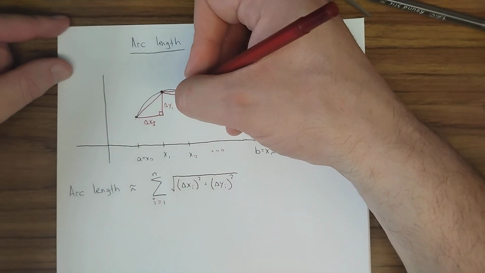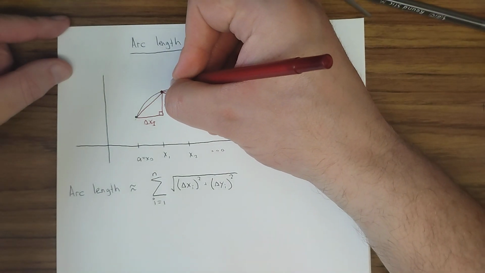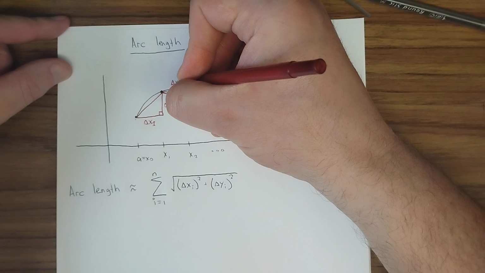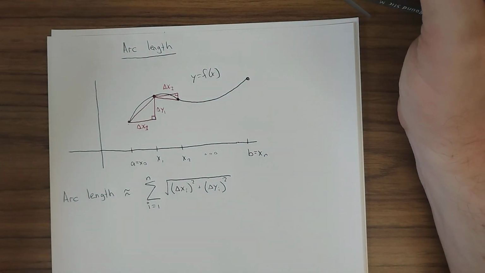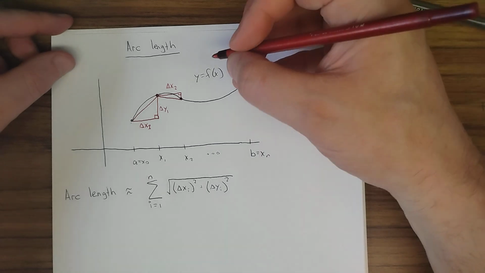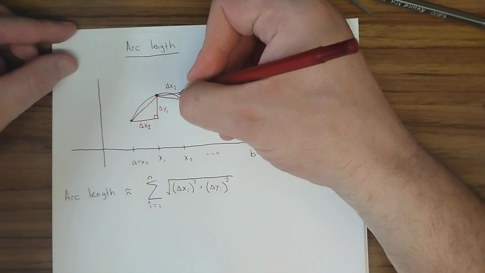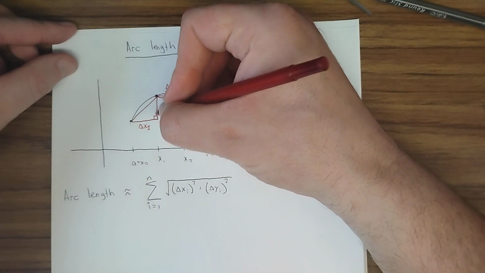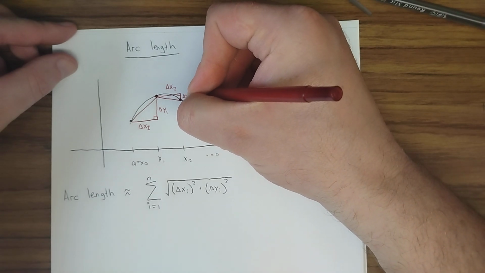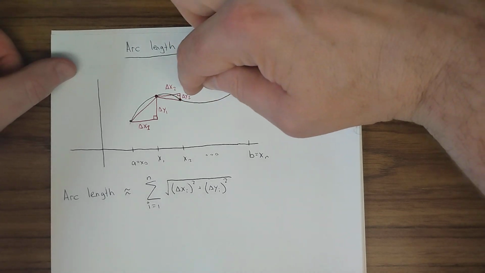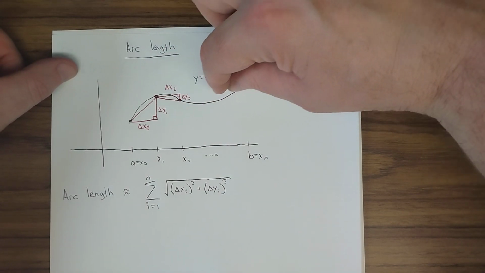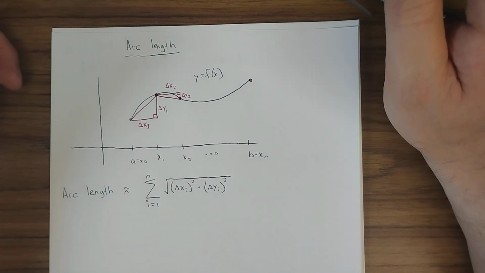Like when I look at the second subinterval, this is delta x2. And usually we choose all of our delta x's to be the same. But not all the delta y's are going to be the same. This delta y definitely looks smaller in the picture than this delta y. So this is delta y2. And you can imagine I draw little triangles for all of my subintervals.